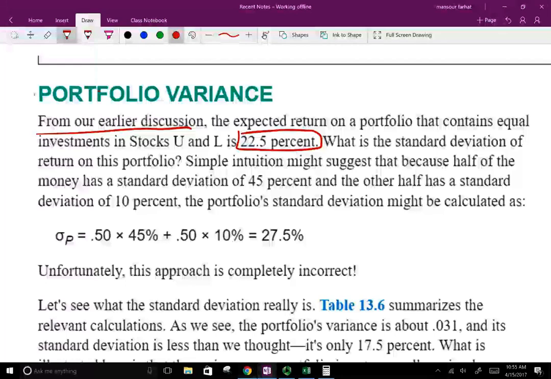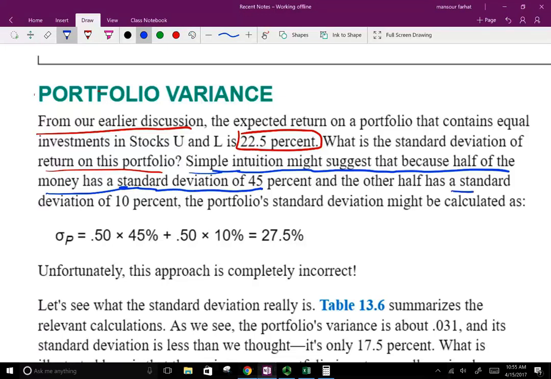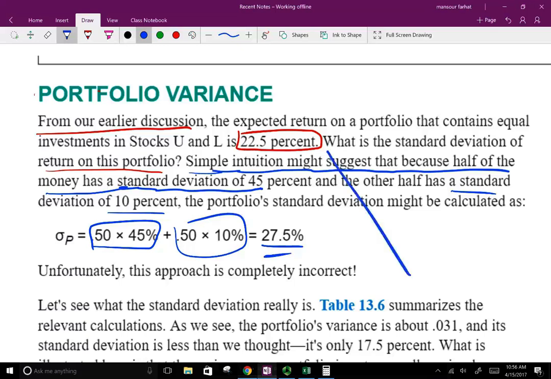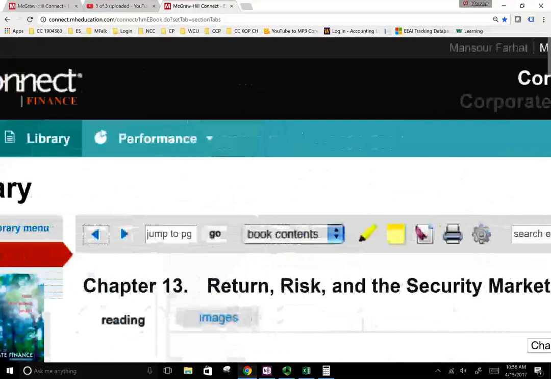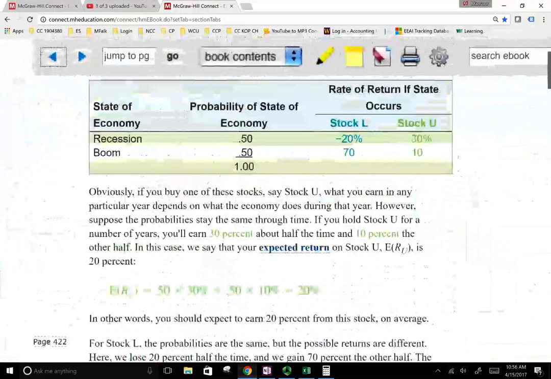What is the standard deviation? Now we're going to look at the standard deviation of the portfolio. Now we have to be careful. Simple intuition might suggest that because half of the money has a standard deviation of 45 and the other half has a standard deviation of 10, we can say 50% times 45 plus 50% times 10 equals 27.5. We can do this. And how did I know it's 45 and 10? We already computed the standard deviation for those securities in the first session.